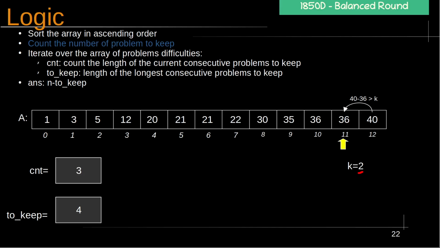11, we have 36. We check with 40. 40 is not balanced, so we stop here, because we can't go further, because we don't have problem 13 here. So our answer is 4, which the problems are 20, 21, 21, 22. We have to keep these problems. So all the other problems, we have to remove them.